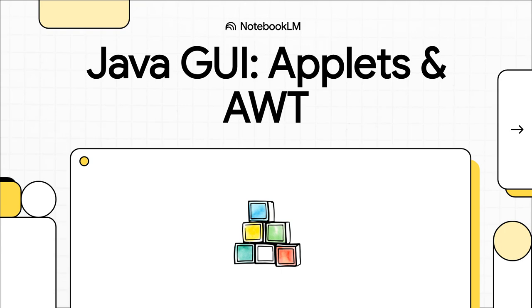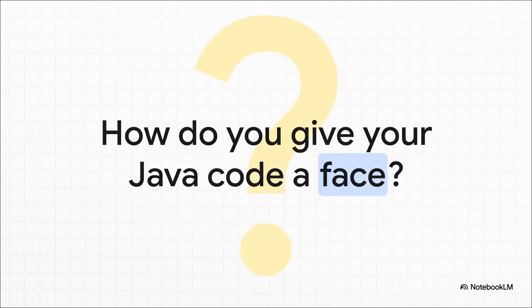Welcome to the Explainer. Today, we're going to give your Java code a face. We're diving deep into the classic tools for building graphical user interfaces, applets, and the Abstract Window Toolkit. So, how do you give your Java code a face? Well, today we're tackling a core part of Java programming, graphical user interfaces, or GUIs.